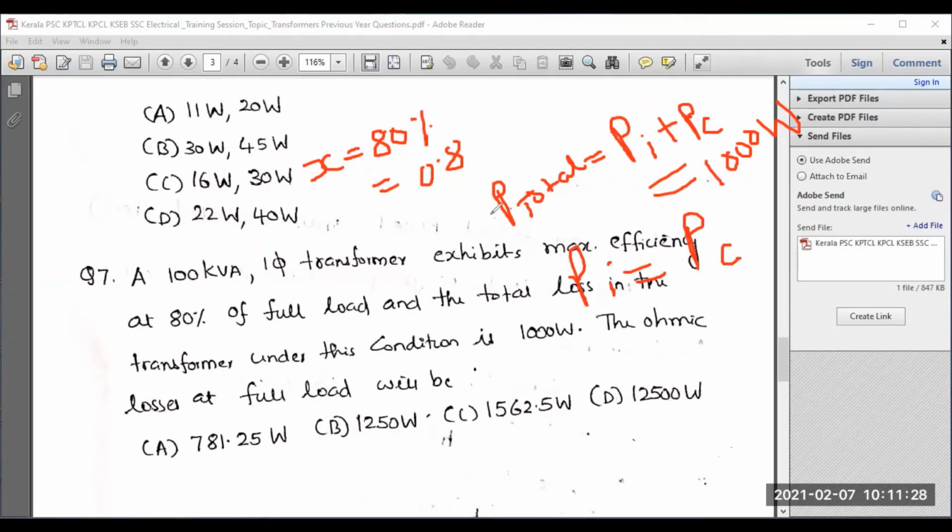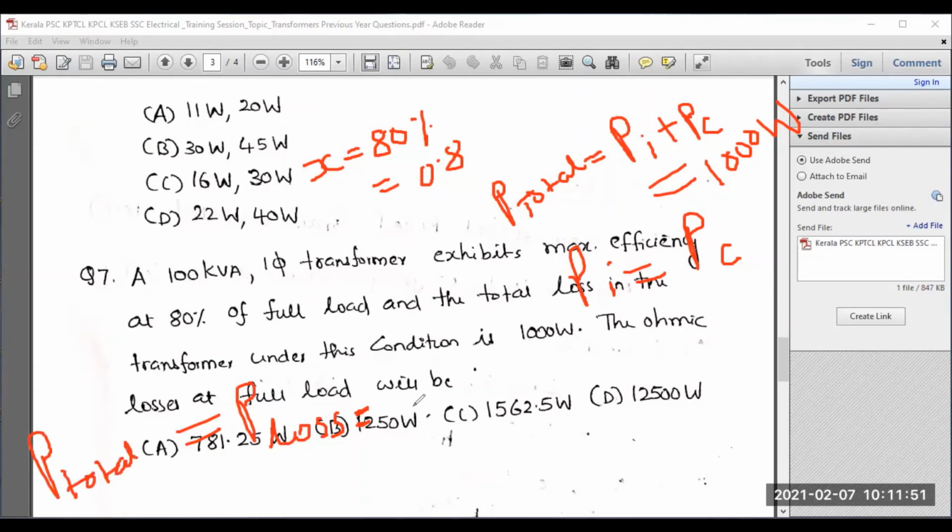Clear? Similarly, in terms of the fraction of load, you can write P loss. Okay, let X be the fraction of load. Therefore, we can write the formula P loss or P total. Both are the same only. Don't make any confusion.